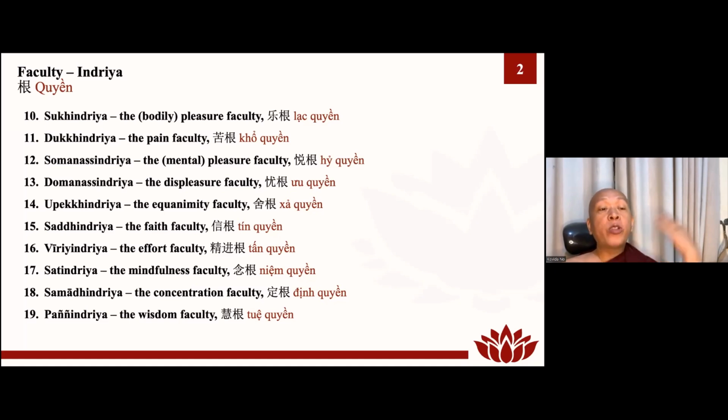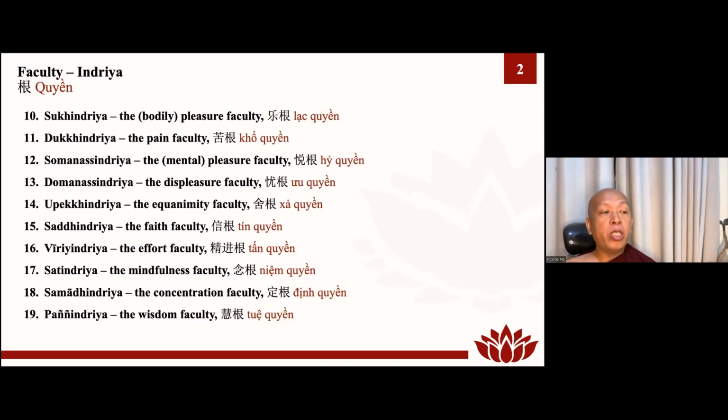So in the previous group, the first 5 are material, and the first 7 are material, right? Jivita is mentality and materiality, both. After that, manindriya, the mind faculty, is totally consciousness. Now here, sukha is also a mental factor, cetasika.